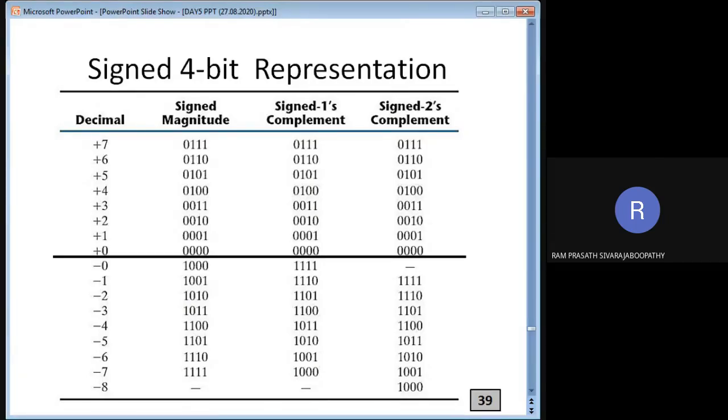One more bit I have to use. Like this only we can do. Okay, I have left a space for your understanding. So this is the way to represent -8 in signed magnitude form.